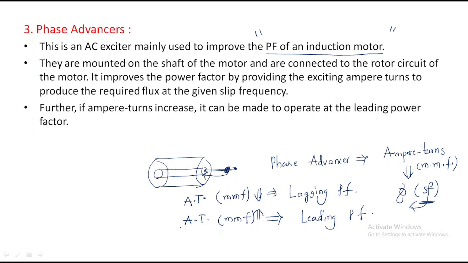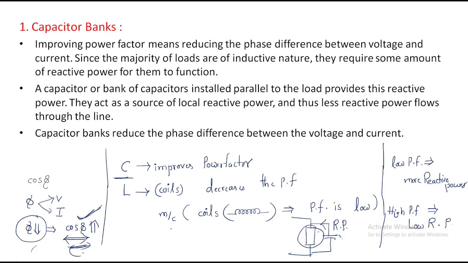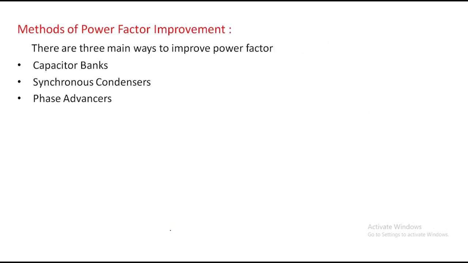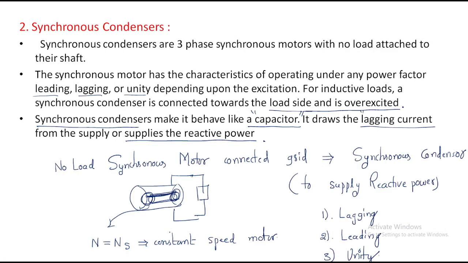So these are the phase advancers. These three methods are useful to control the reactive power and improve the power factor. I think all of you understood this class. Thank you.